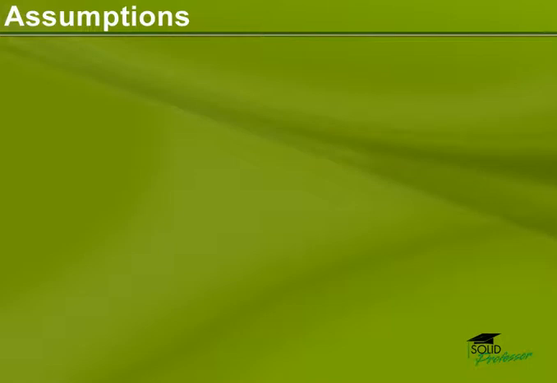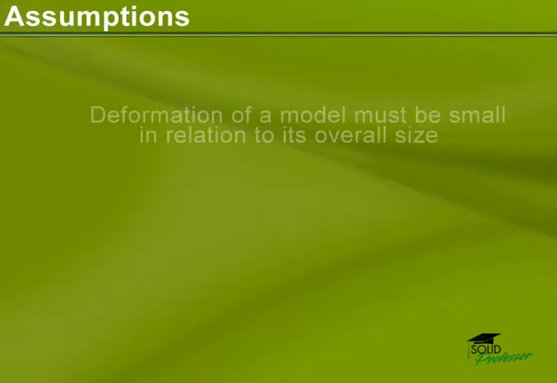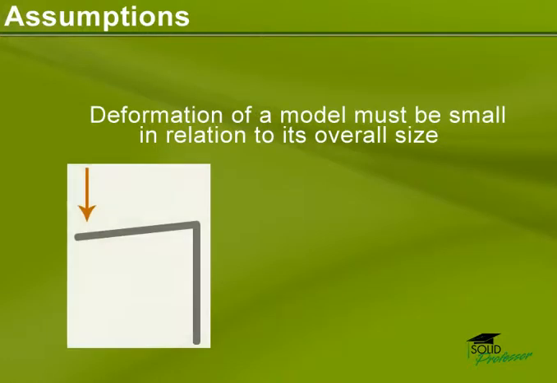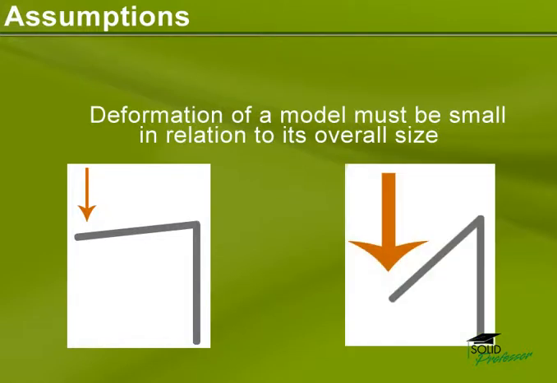The second assumption we make in Simulation Xpress is that material deformations must be relatively small. So, what exactly does that mean? As a general guideline, it means that the deformation of a model must be small in relation to its overall size. If you can't tell or can just barely tell that a loaded part has deformed, it probably conforms to the small displacement assumption. If the deformation is obvious, the small displacement assumption may break down.